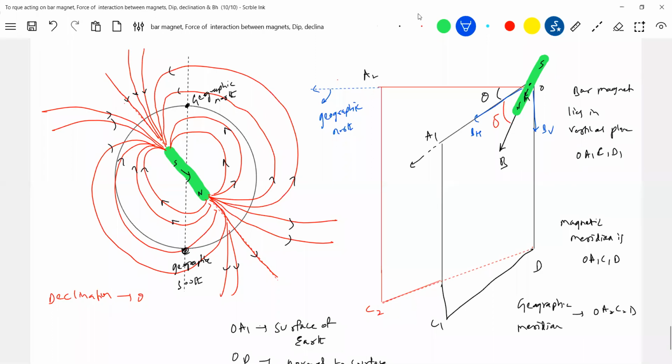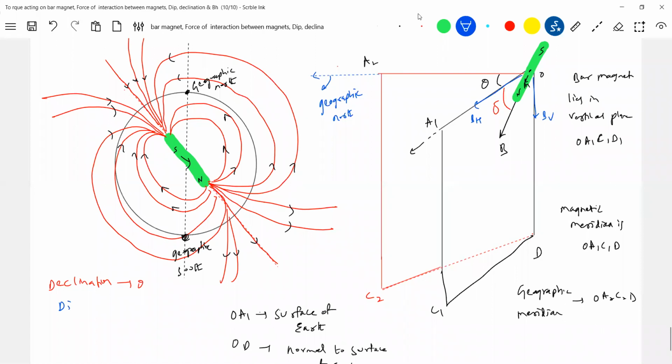Vibration magnetometer. How do I find out dip? This dip is called delta. This is determined using a dip circle. What about theta? How do I find out? By a freely suspended bar magnet. The angle made by a freely suspended bar magnet with the geographic meridian is what? Declination, I can find out.